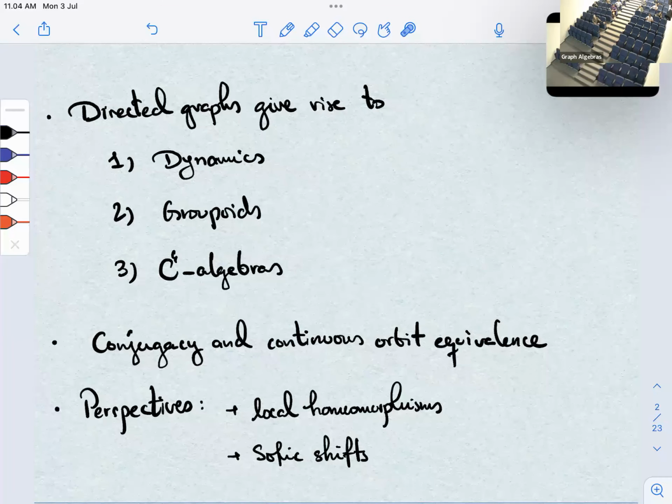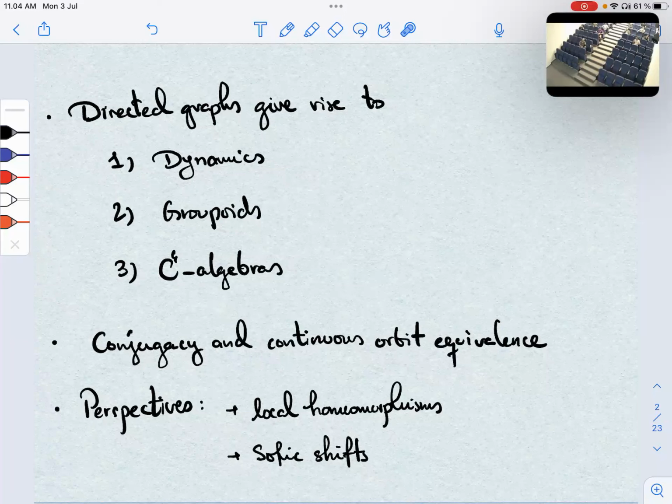What are you labeling your graphs with? So in the case of suffix shifts, you have a finite labeling set. And so when you just have a finite directed graph, you imagine that each edge has its own label. But for suffix shifts, you allow for some of the labels to be the same. So it's a kind of quotienting.